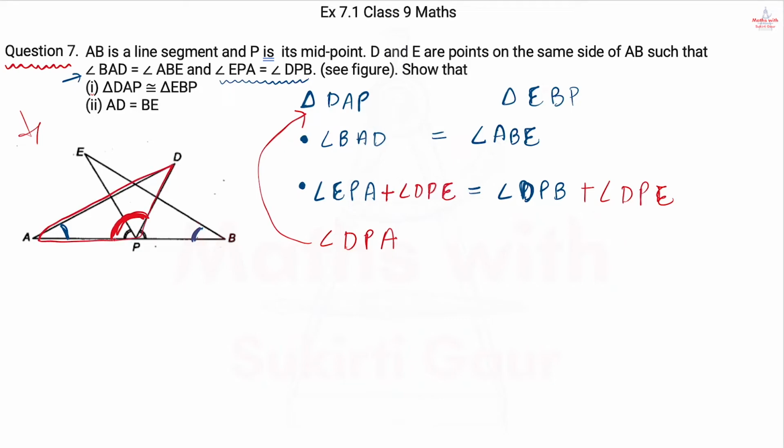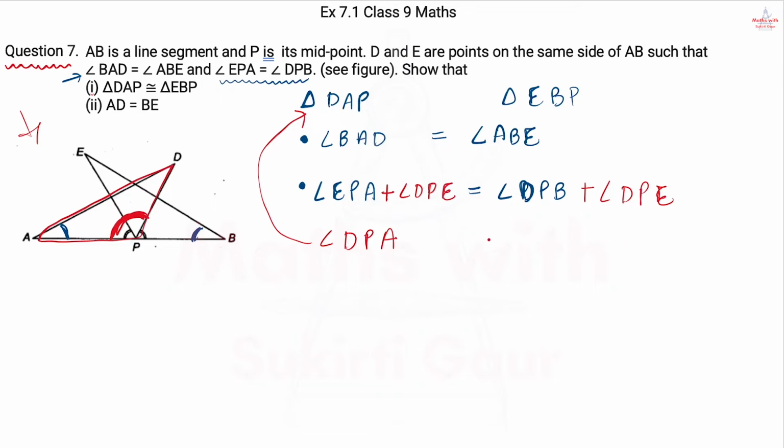DAP. So one of the angles of triangle DAP is angle DPA, which I have got from which condition? From angle APA plus angle DPE. And you all know this thing, that whenever I add the same value to both sides of an equation, there is no change in the equation. It will remain equal. Right?